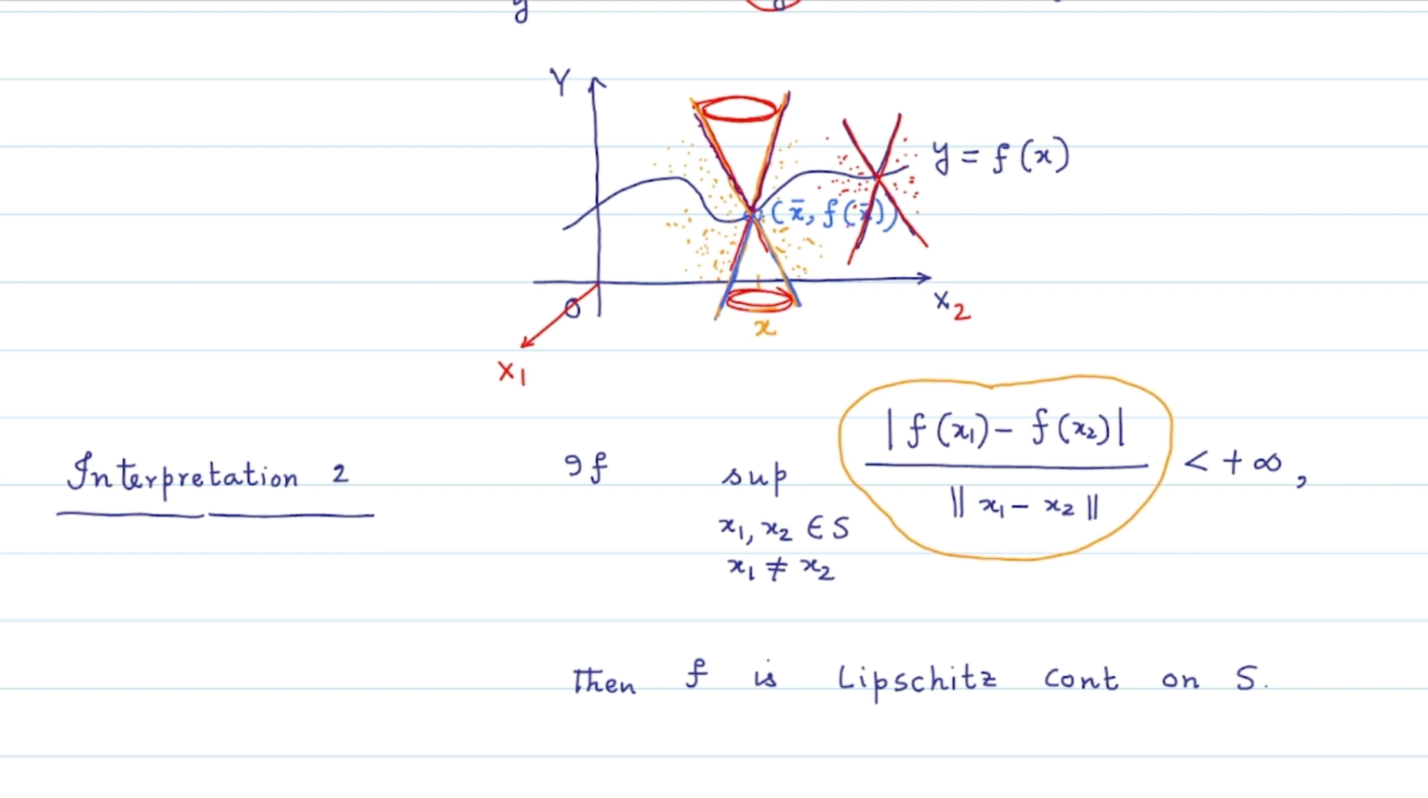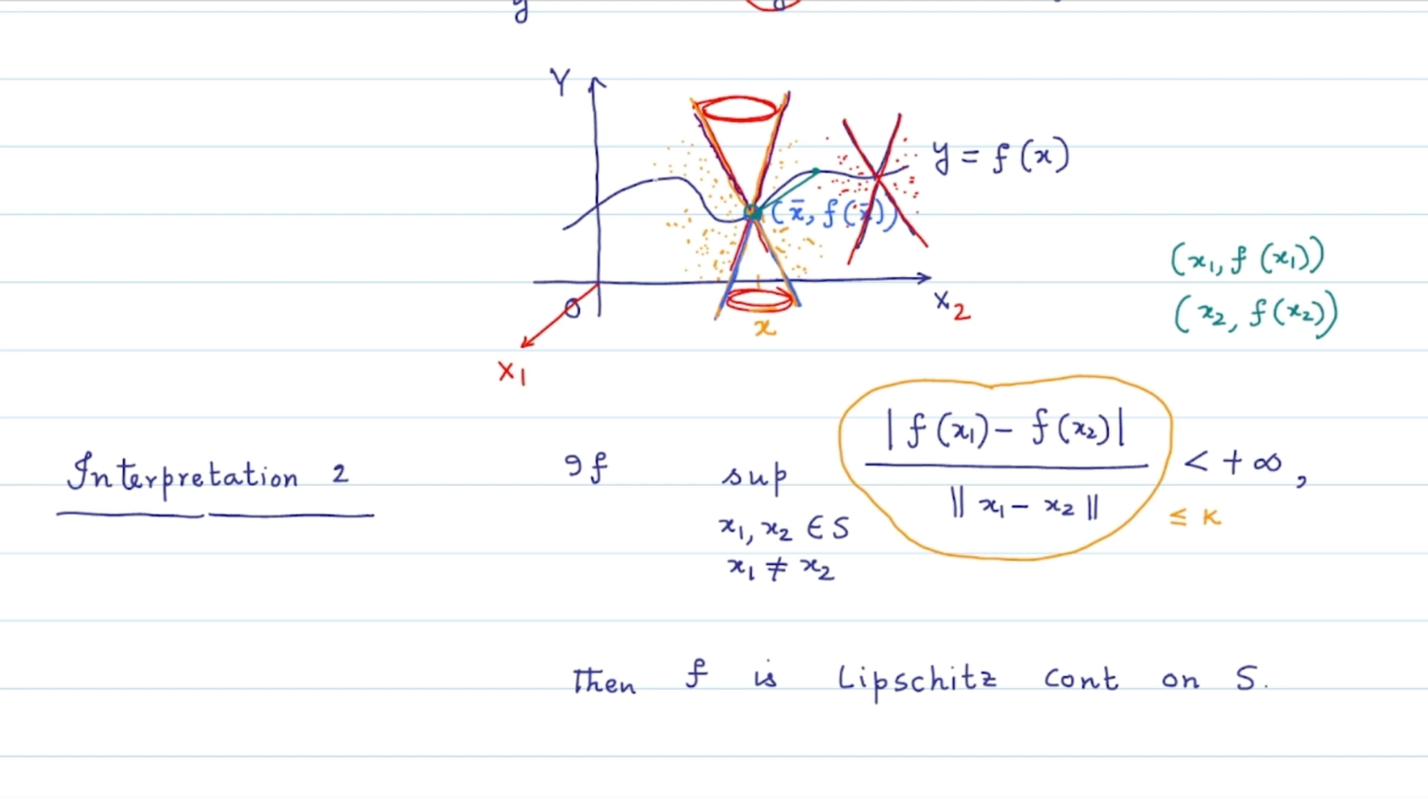value of the slope of the line segment joining the points x1, f(x1) and x2, f(x2). For example, if this is the location of say x1, f(x1) and this is the location of x2, f(x2), then the slope of this line has absolute value less than or equal to the Lipschitz constant capital K.